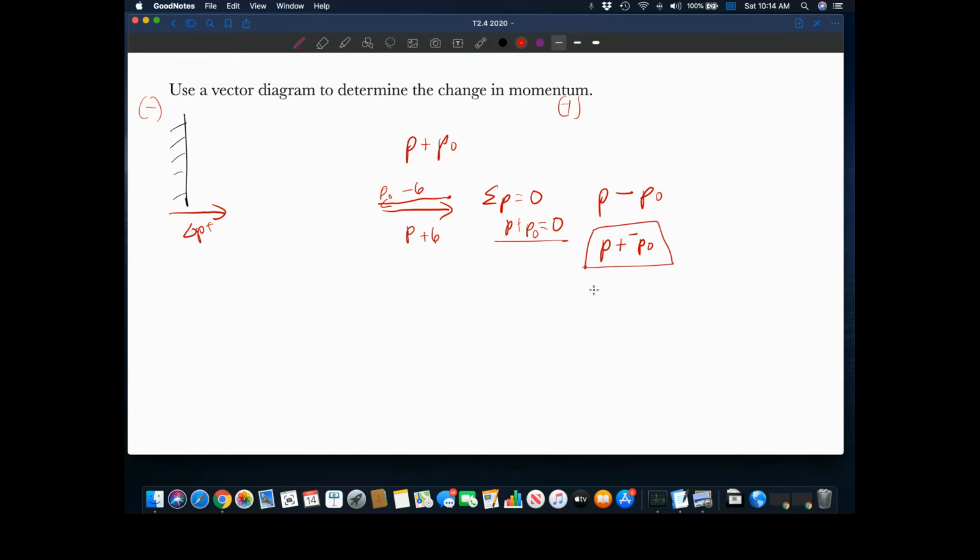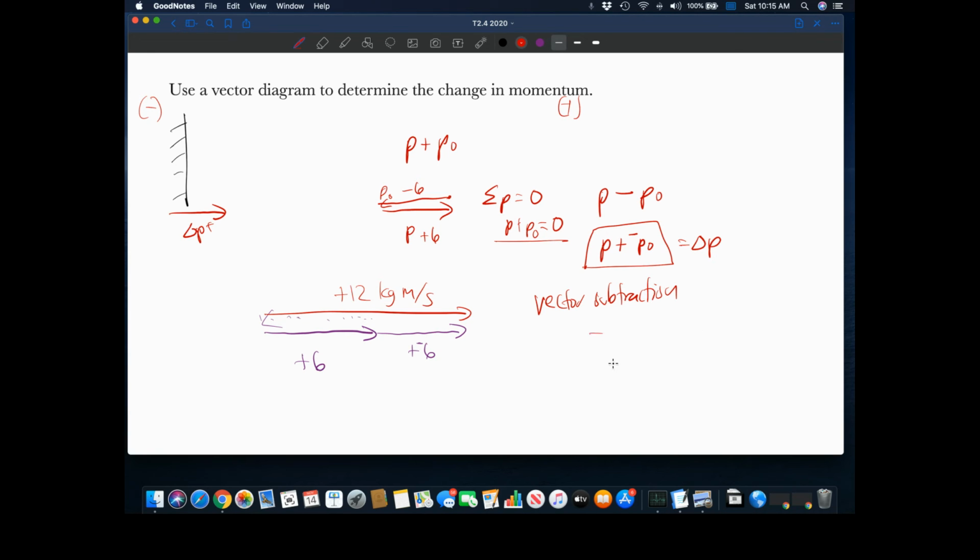So to find delta p, we are going to take p and add to it a negative p0. We'll start with our p vector, which was plus 6. And we already said that p0 is this direction, so the opposite of that is the opposite direction, plus a negative 6. And so we can see that the overall resultant is plus 12 kilogram meters per second. This is what we call vector subtraction.